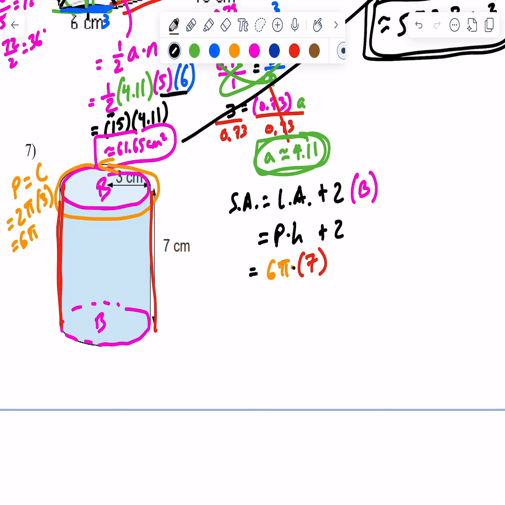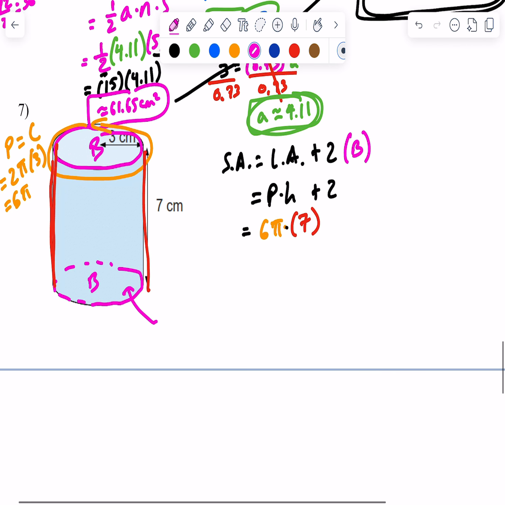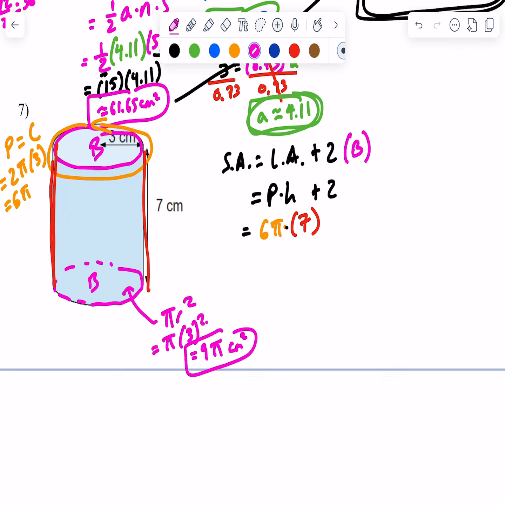plus 2 times the area of the base. And again, the formula is different. For this one, it's not 1/2 base times height. It's pi r squared. So you just have to adjust your formula. This one's much easier. Pi times 3 squared. 3 times 3 is 9 pi. So 9 pi centimeters squared on the top, 9 pi centimeters squared on the bottom.